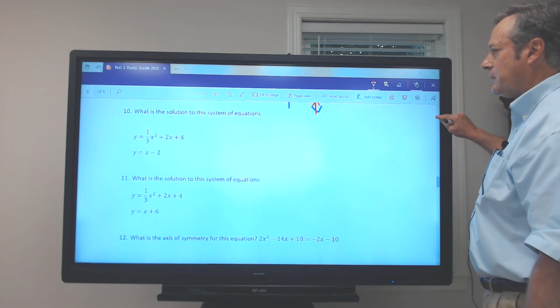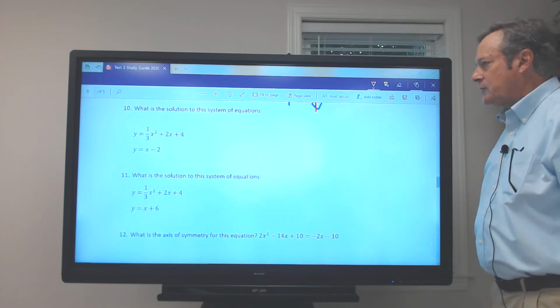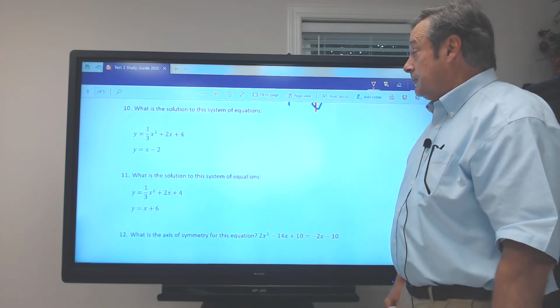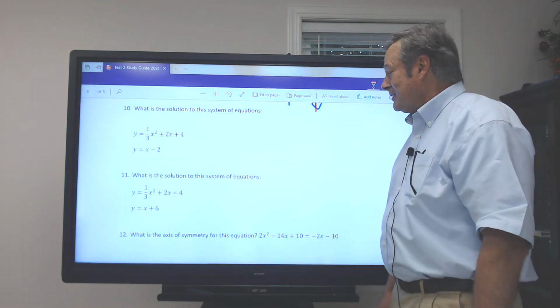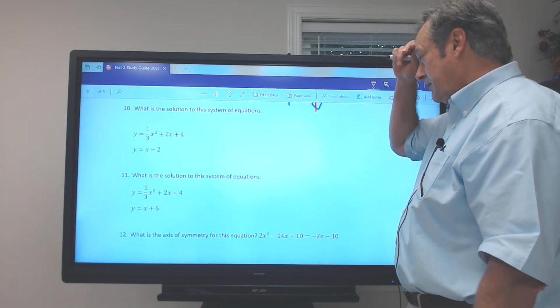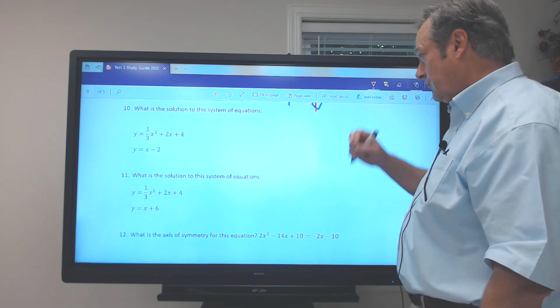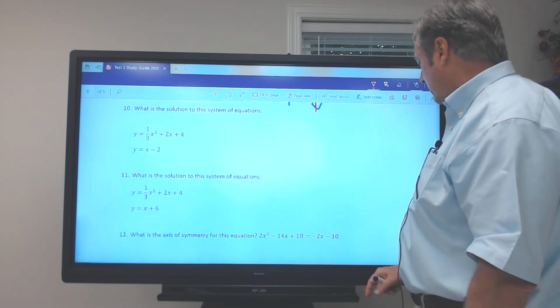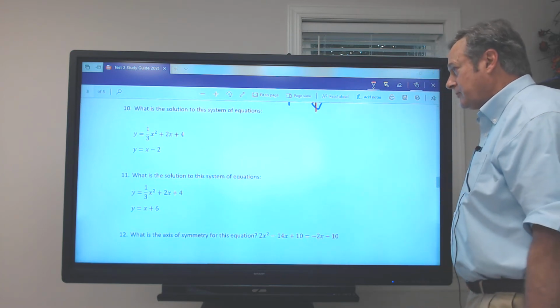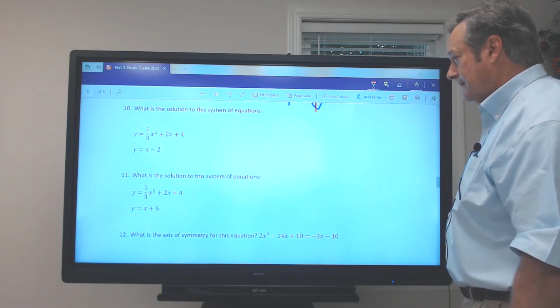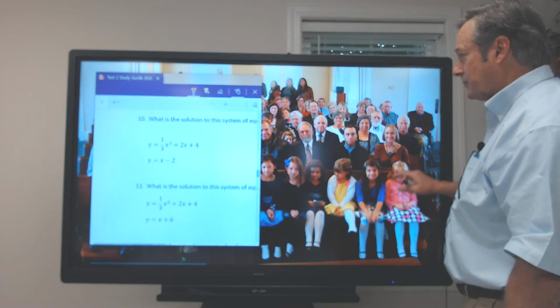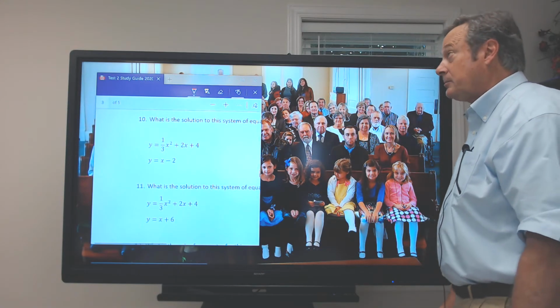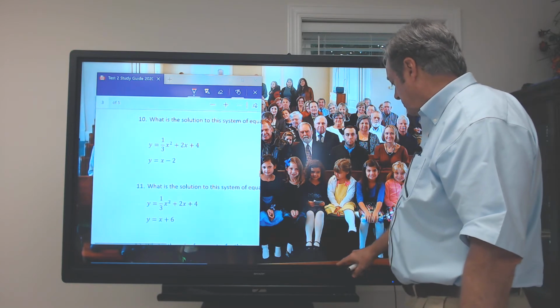All right, so what is the solution to this system of equations? Here's what I would do. In fact, this is 1/3 x squared plus 2x plus 4. Yeah, let's go ahead and put it in the calculator. Why not? We've got time. 1/3 x squared plus 2x plus 4.